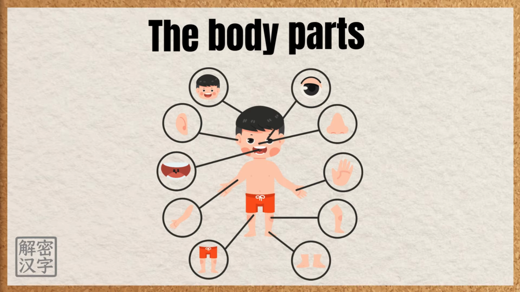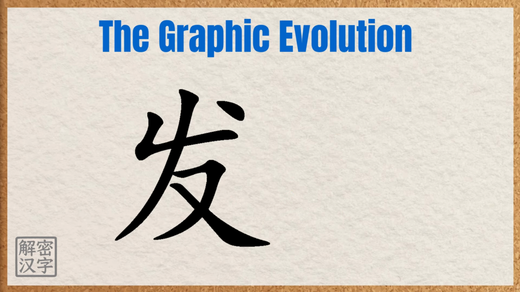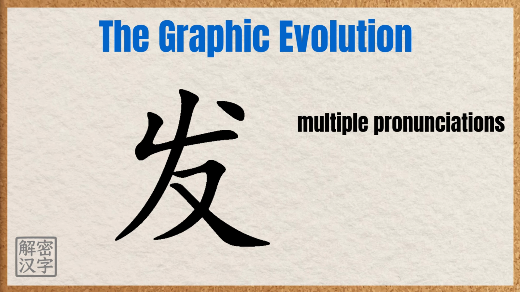Let's continue learning Chinese characters related to body parts. Today, we will explore this character. It's a character with multiple pronunciations, most commonly fa and fa.